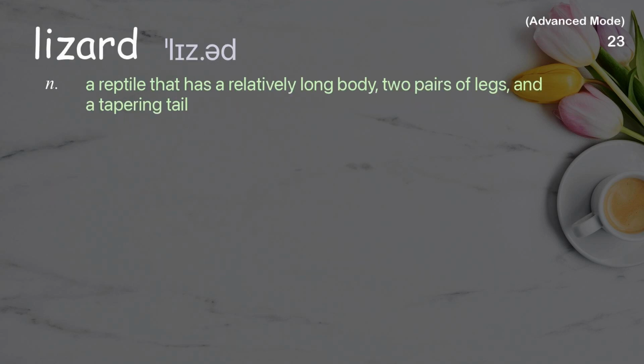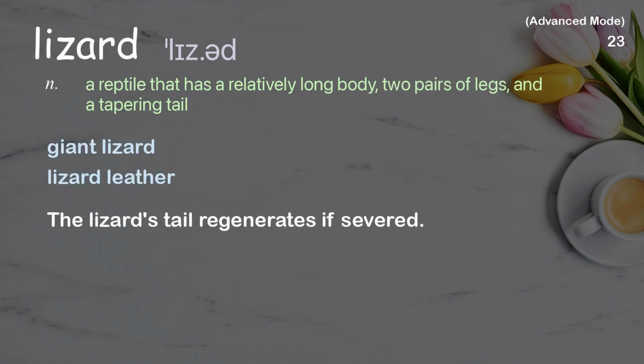Lizard. A reptile that has a relatively long body, 2 pairs of legs, and a tapering tail. Examples: Giant lizard, lizard leather. The lizard's tail regenerates if severed.